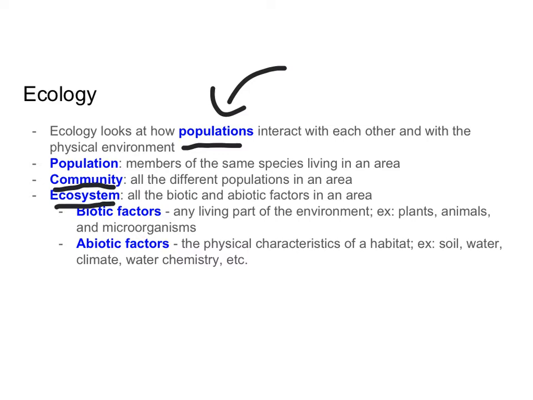So remember, biotic means a living thing, and abiotic means non-living things. So biotic factors could be any animal or plant or bacteria or fungus, anything that's living in an ecosystem. Whereas an abiotic factor that a species might interact with might be the weather, the soil, how much it rains, how much water there is, different chemical reactions. Those are all abiotic factors that can influence a population.